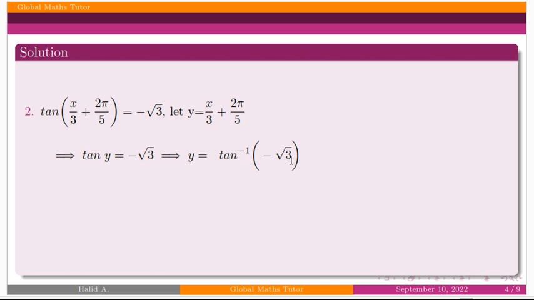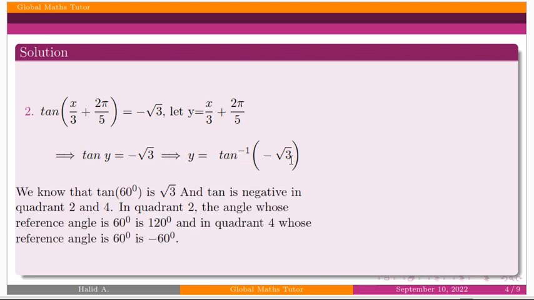So after getting the 60 degrees, we will find the signs and the quadrants. Since here is a negative sign, tan will be negative in quadrant 2 and 4. So we know the reference value is 60 degrees, and we know the quadrants. Then we will measure an angle which has a reference value of 60 degrees in quadrant 2. It means we will get 120 degrees, and in quadrant 4 we will get minus 60 degrees.